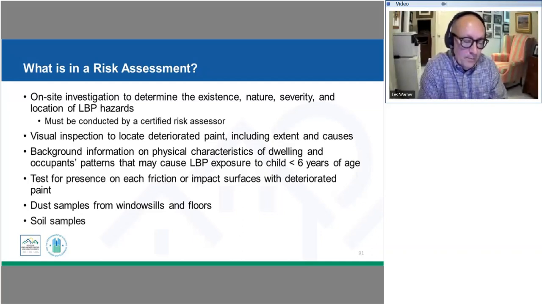So we're going to be looking at all of our friction and impact surfaces for multifamily dwellings. We're going to also be looking at interior window sills. As part of this, we would also be looking in common areas in those residential areas, because that's part of the property that we are assisting on.